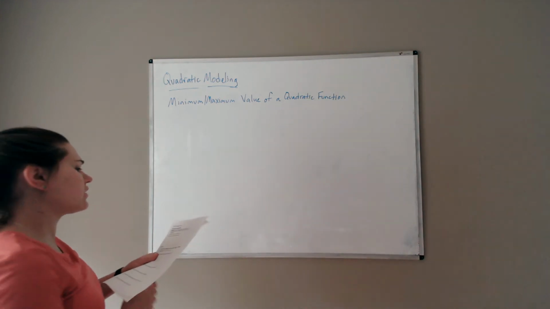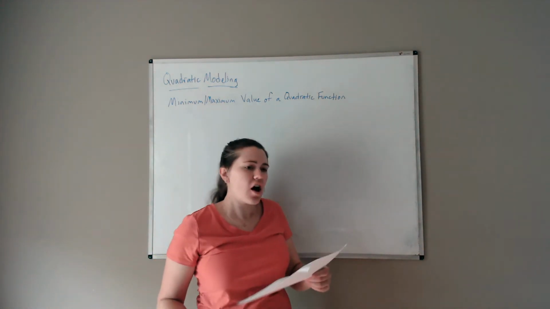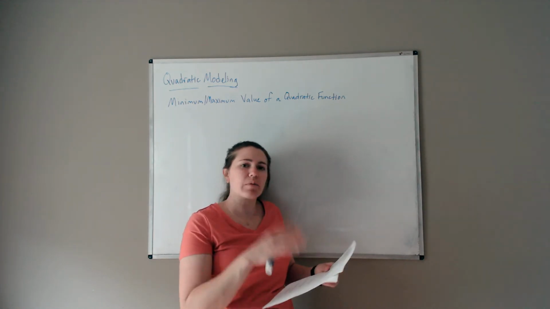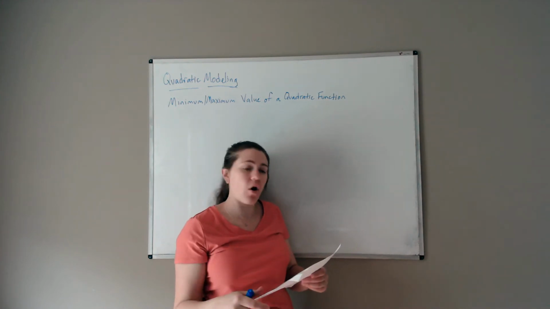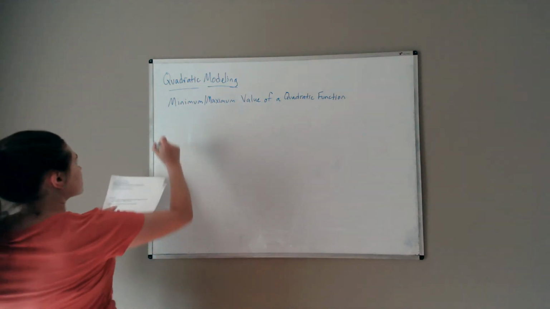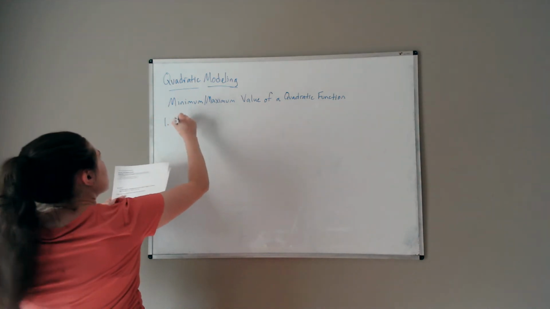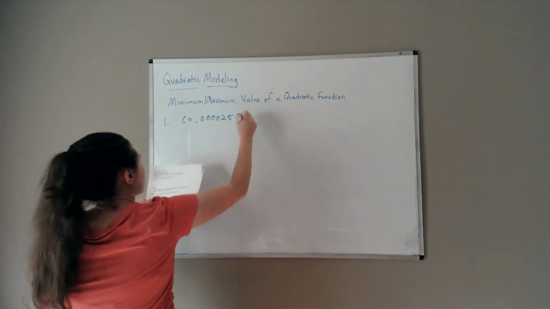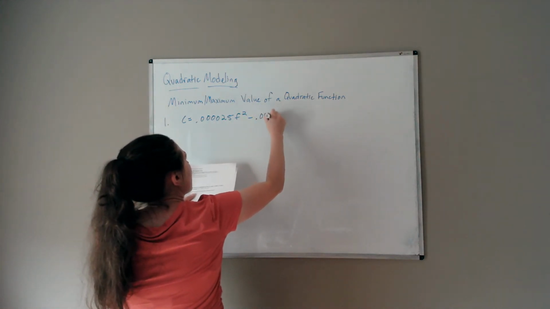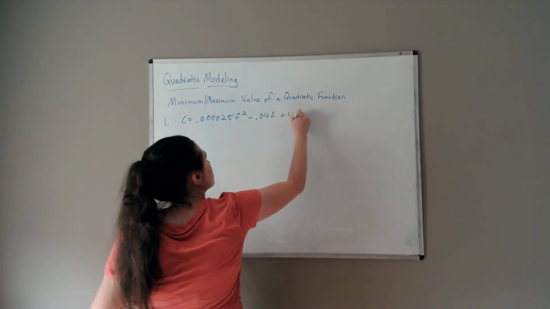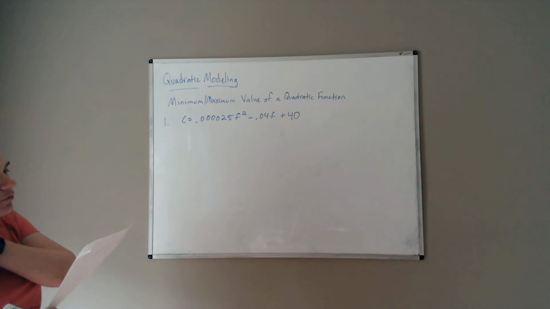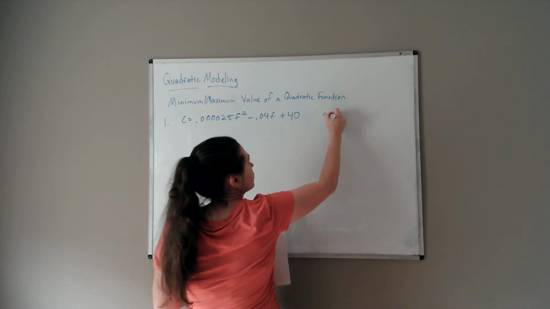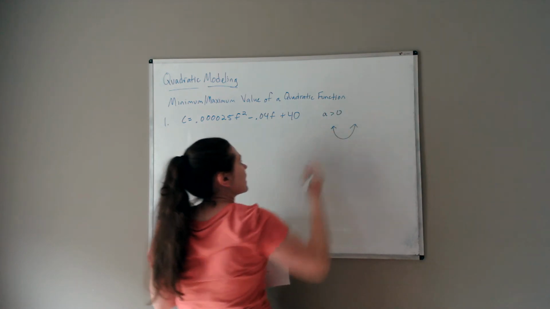It says a financial analyst determines the cost in thousands of dollars of producing bicycle frames. He inputs the number of frames, and it outputs what the cost would be. Here's the first application problem. The function is 0.000025 f squared minus 0.04 f plus 40. So he can input the number of bicycle frames, and it outputs the cost to him. We can see the value of a is greater than 0, so it looks something like this.